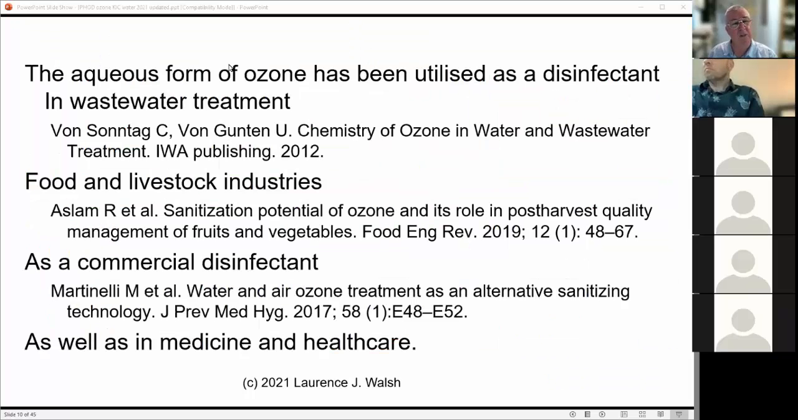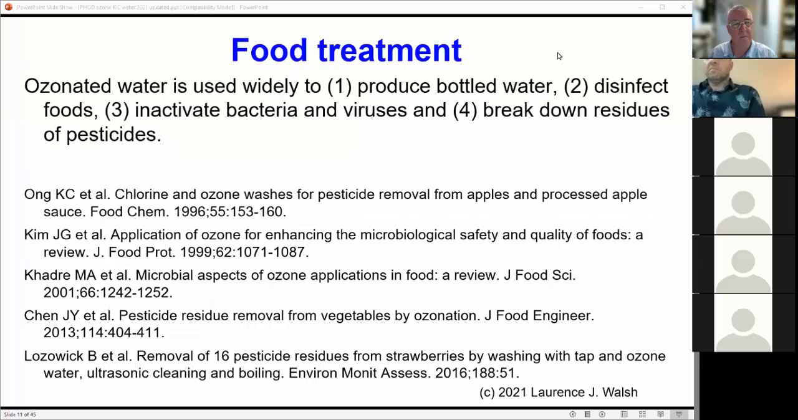Now, the aqueous form of ozone has been used to disinfect water for a very, very long time, not only to drink, but also, for example, in commercial settings like restaurants, in livestock, if you've got piggeries or if you've got dairies, in those sorts of environments as well. And of course, in healthcare and medicine for exactly the same reason. So these are just some relevant references around that.